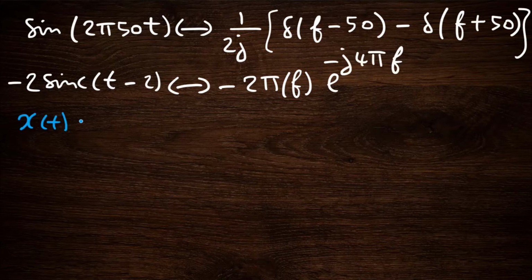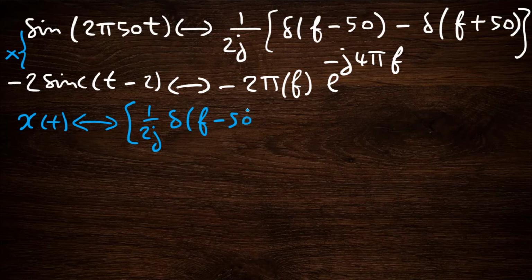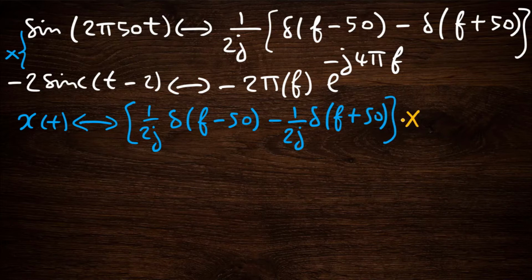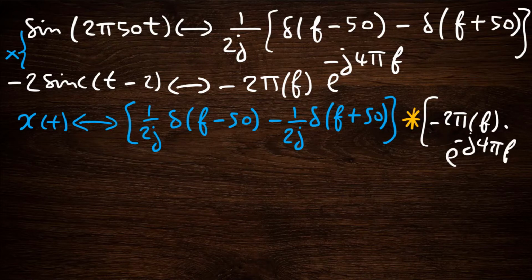And since x of t is this times this, it's a multiplication of these two. Its Fourier transform is the convolution of this and this. The convolution of 1 over 2j delta f minus 50 minus 1 over 2j delta f plus 50 with minus 2 pi of f times e to the minus j 4 pi f.